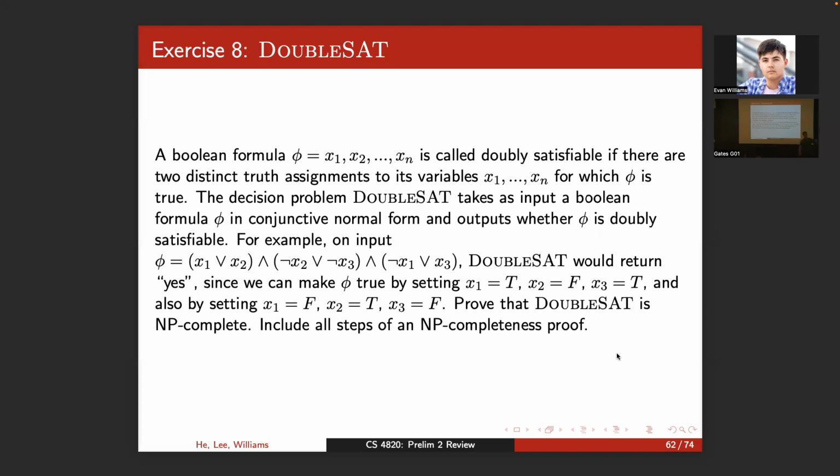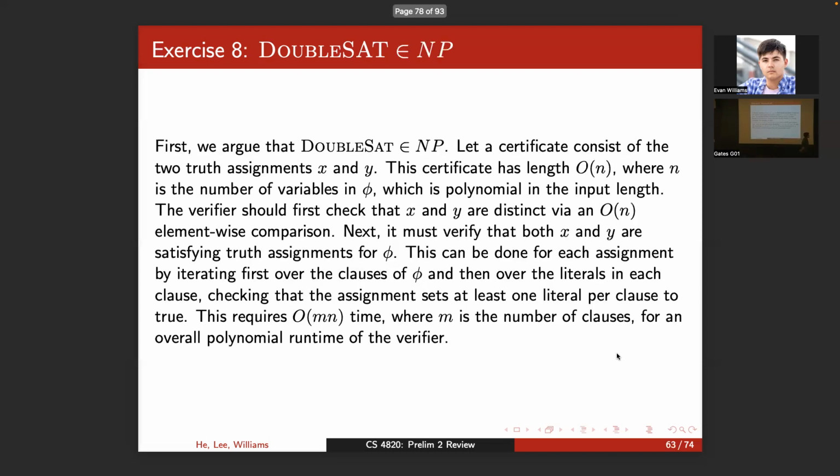Given two assignments, you assign all the variables, and then you check the first time whether it's satisfied, and the second time whether it's satisfied. Yeah, just given two assignments, plug them in and check if they both work. Right. So go ahead and next slide.